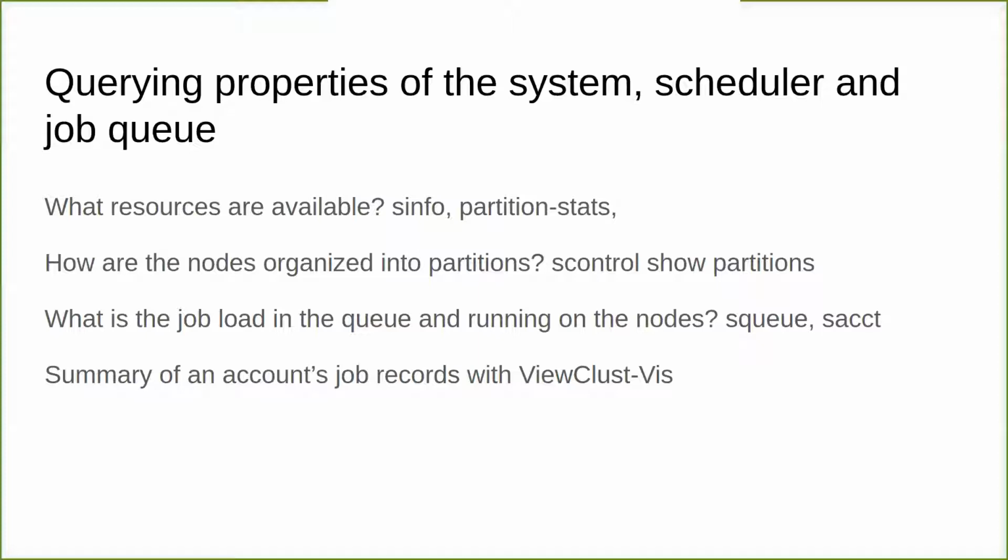So how are nodes organized in partitions? You can see the specific configuration by calling commands like scontrol show partitions, which will give you the layout of all the partitions in the system. You can query things like the job load in the queue and what's running on the nodes with commands like sq and sacct for saccount. And then finally, we really want to get into the summary of an account's job records with the ViewClust Viz package.